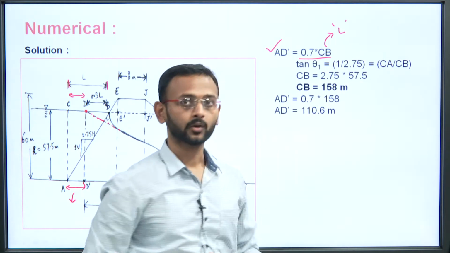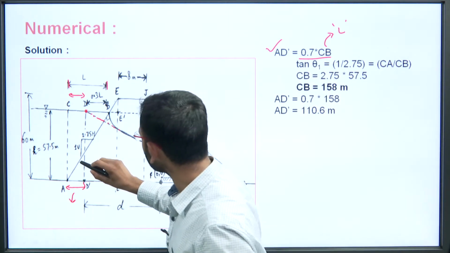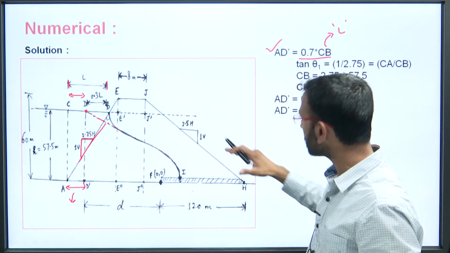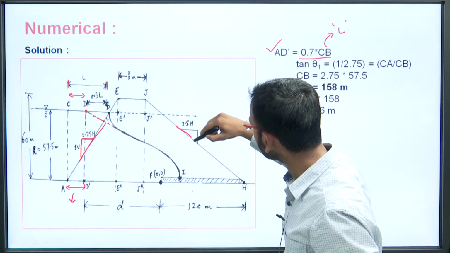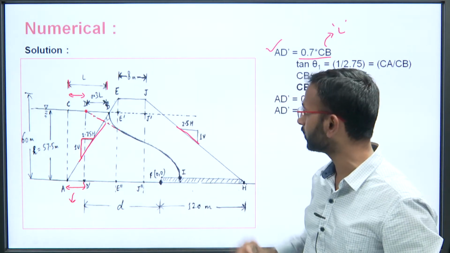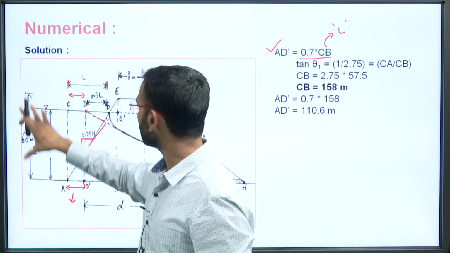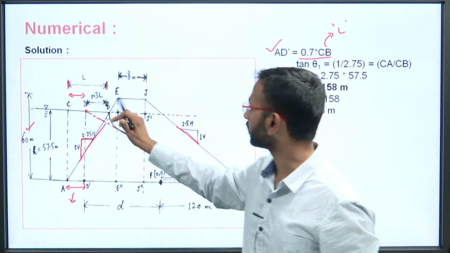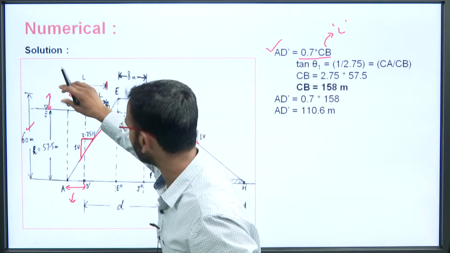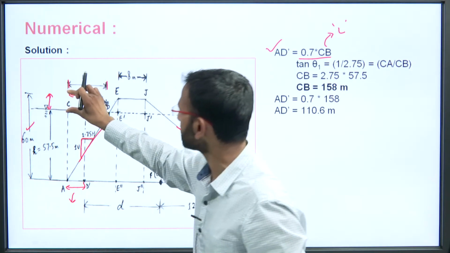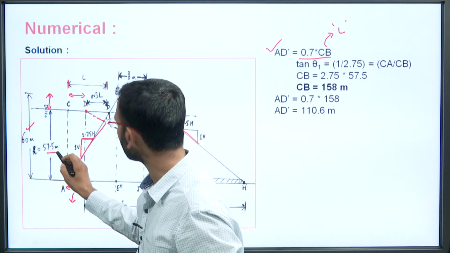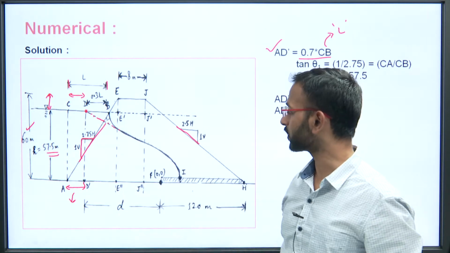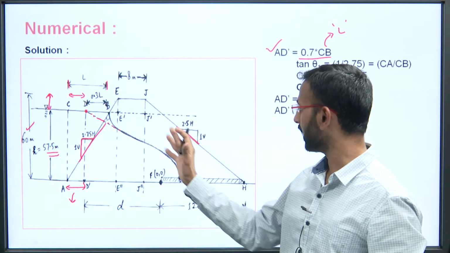Now, tan theta 1, what is there? See, the slope is given to you, that this slope is 1 vertical to 2.75 horizontal, and for the downstream side the slope is given as 2.5 horizontal to 1 vertical. Also, one more important thing, the total height of the embankment was given as 60 meters, and the freeboard was given as 2.5 meters, that is this much was the amount of space available. So, the actual height will be 57.5 meters, that is the height of water inside the reservoir behind the embankment.